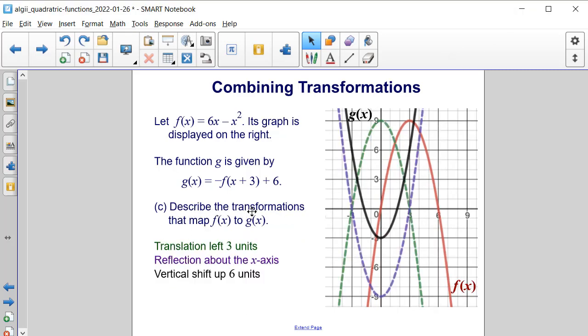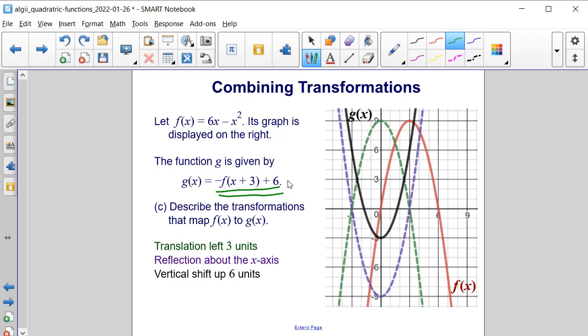The last step was to describe the transformations that map f of x to g of x. Well, you can also get those transformations from the original function provided here. This plus 3 tells us that we are translating left 3 units.